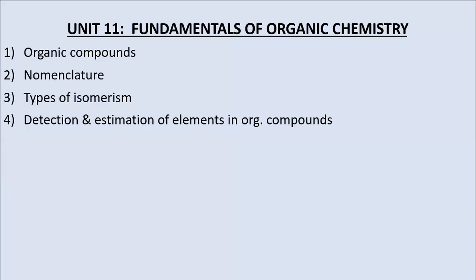So next comes fundamentals of organic chemistry. Under this unit, we are going to study about the basics of organic compounds and their nomenclature. Nomenclature includes both IUPAC name and common name. Then types of isomerism, that is structural isomerism and stereoisomerism. Both these isomerisms are again further classified. Their detailed explanation will be studied while going through that lesson.